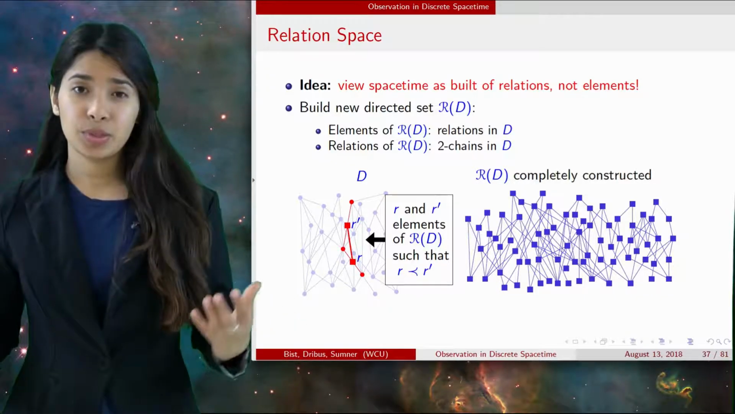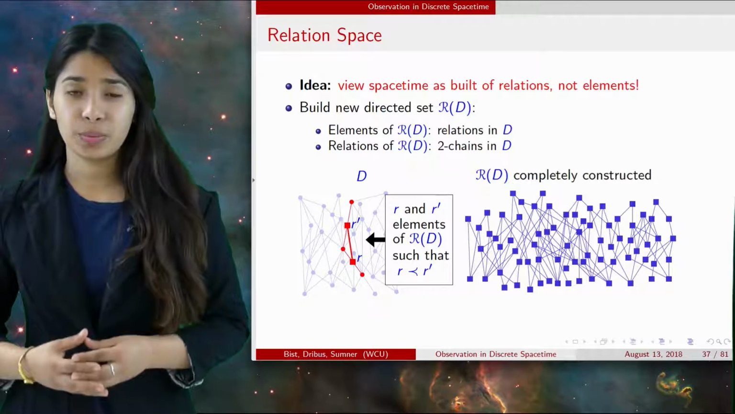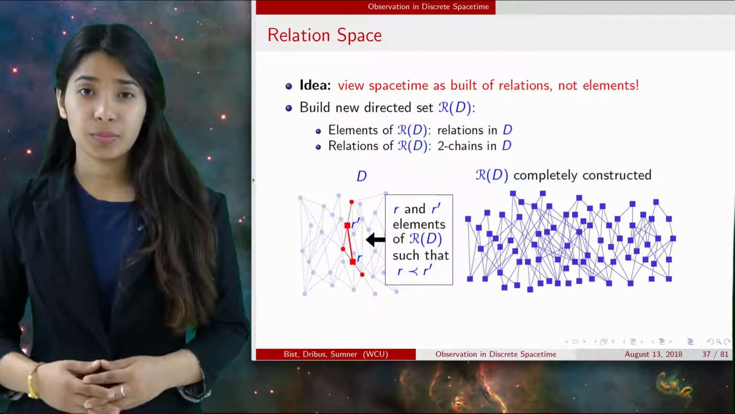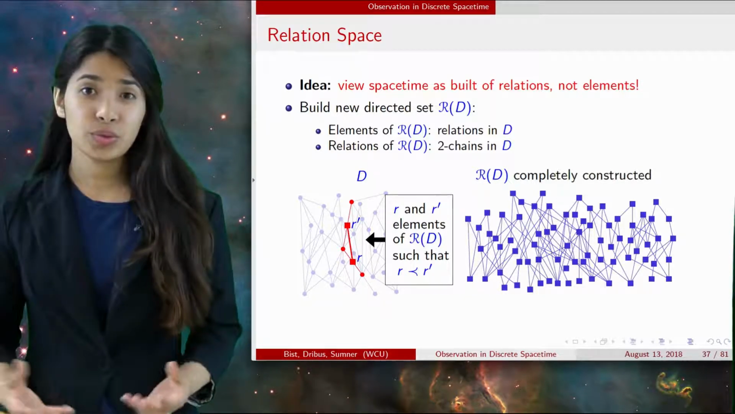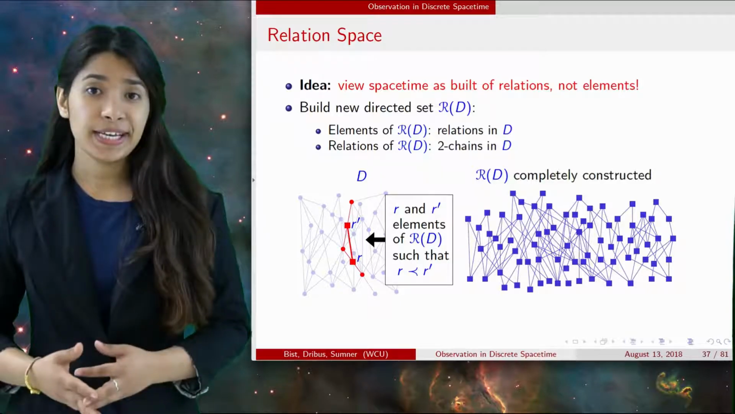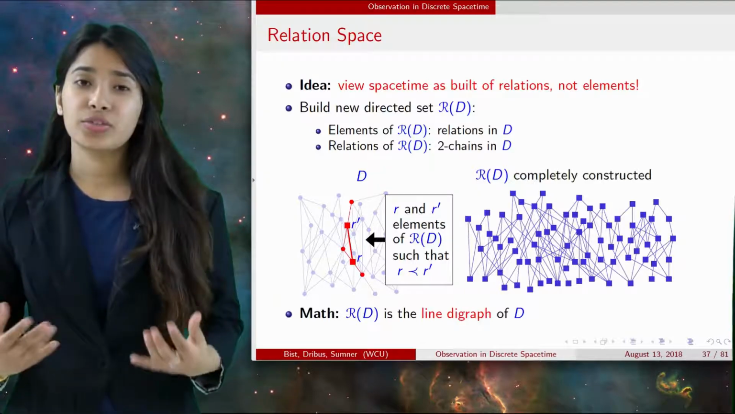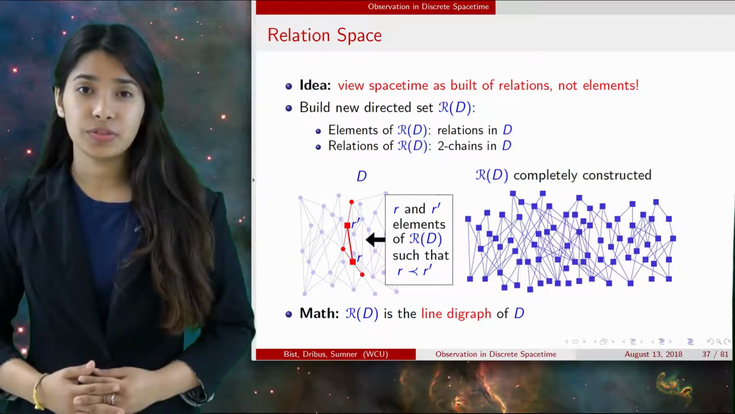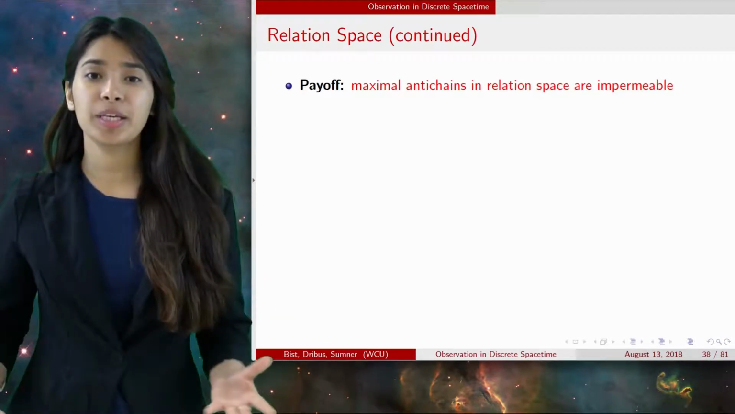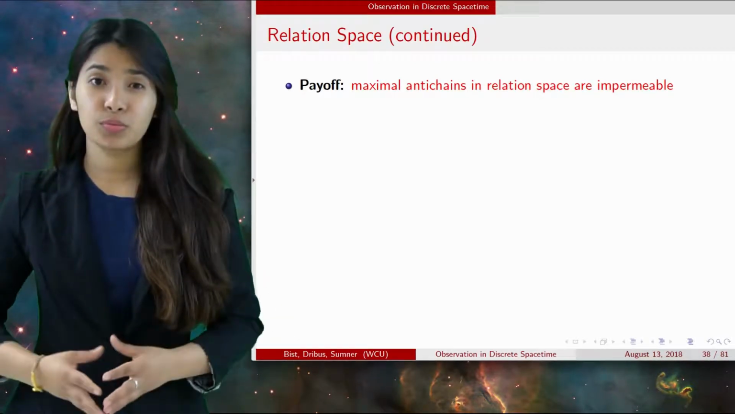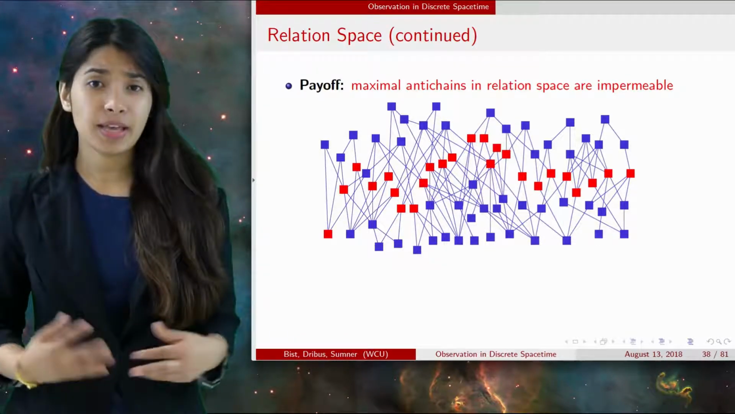The relation space preserves all the information in the original discrete spacetime except for some boundary information at the beginning and end of time, which is not important for our present interests. An equivalent construction has been used in graph theory for some time. In that context, D is called a directed graph, or digraph for short, and script R is called the line digraph of D. For our present purposes, the main reason for carrying out this construction is that the permeability problem magically disappears when we move to relation space. More precisely, maximal antichains in relation space are impermeable.